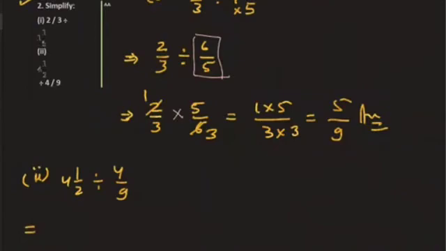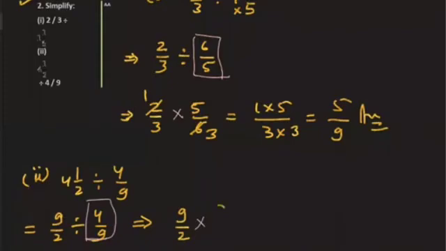2 4s are 8, 8 plus 1, 9 upon 2 divided by 4 upon 9. Fine. Now what you have to do: first write 9 upon 2, then change the sign of divide into multiply and reciprocate the last fraction. So it is 4 upon 9 but we'll write 9 upon 4. So 9 nines are 81 and 2 4s are 8. This is the answer.